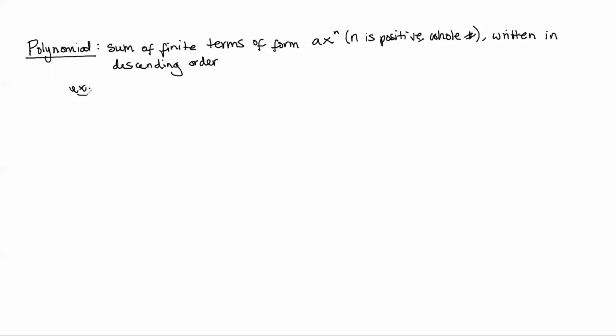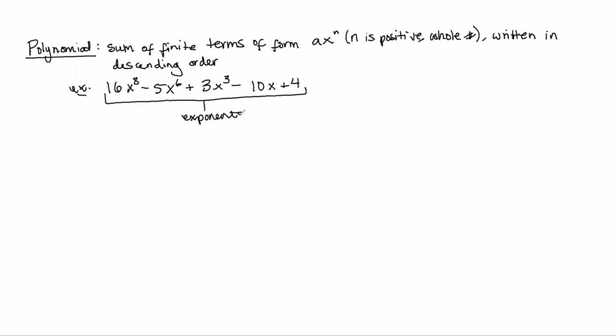So an example of a polynomial is something like we've seen before. We'll just say 16x to the 8th, we want a plus or minus in between, minus 5x to the 6th plus 3x cubed minus 10x plus 4. So this is an example of a polynomial in descending order. If we look at this, the exponents decrease and the constant is last.